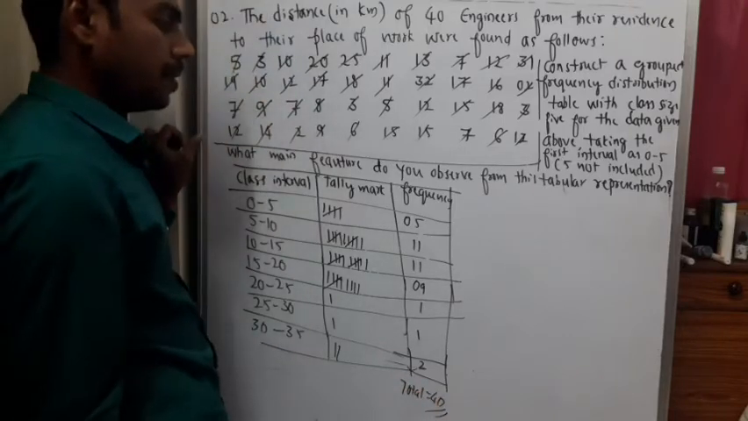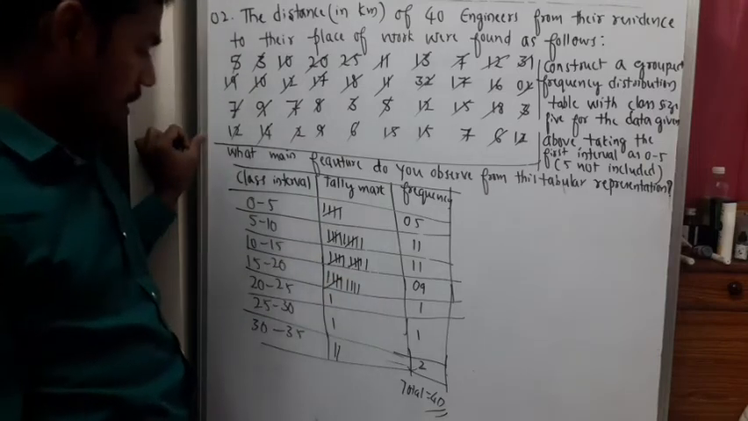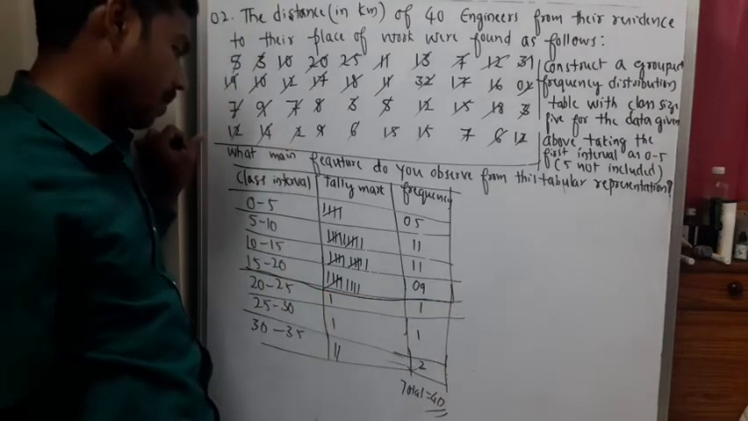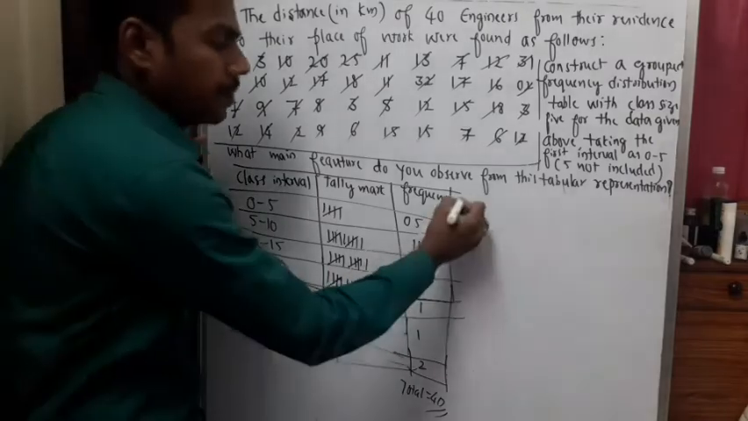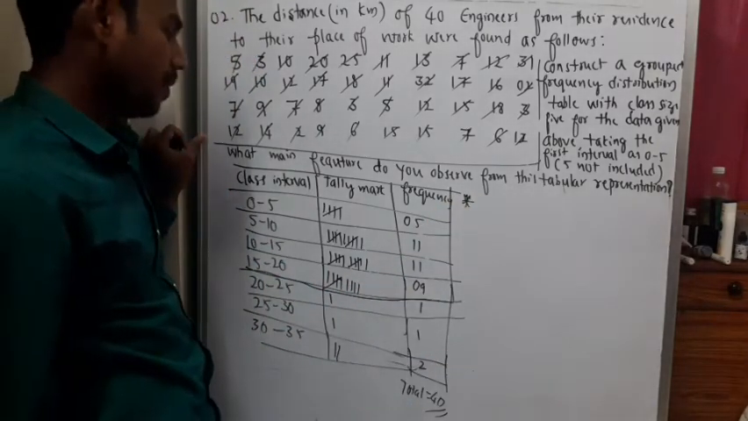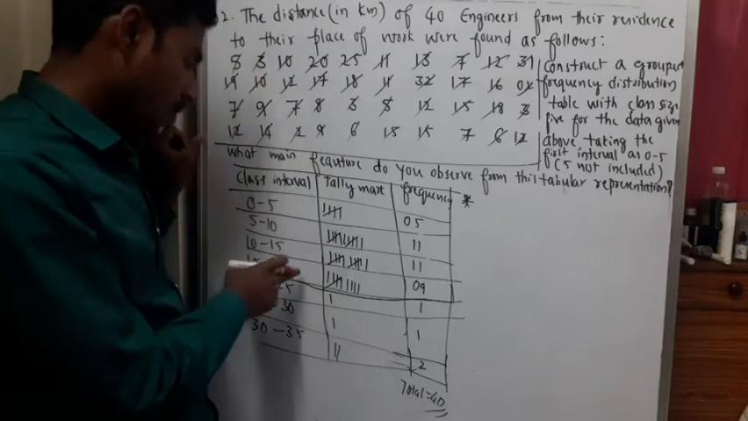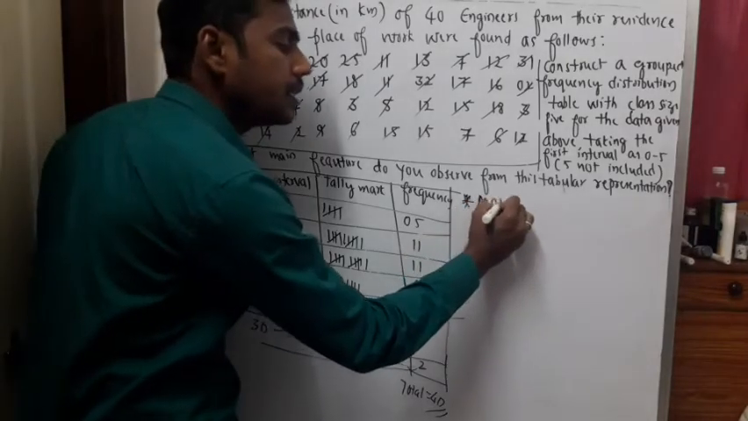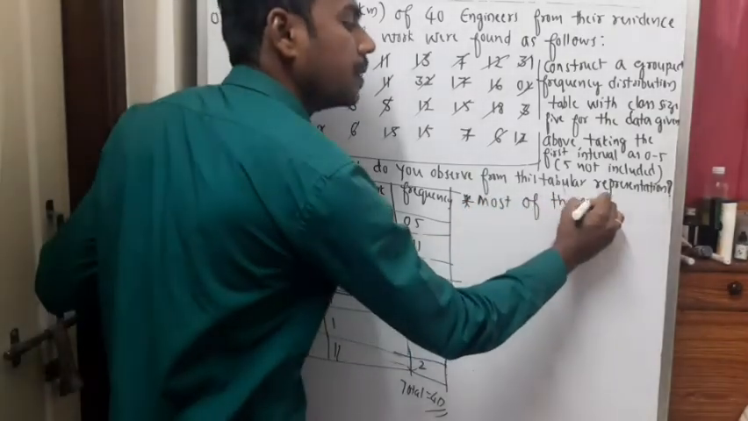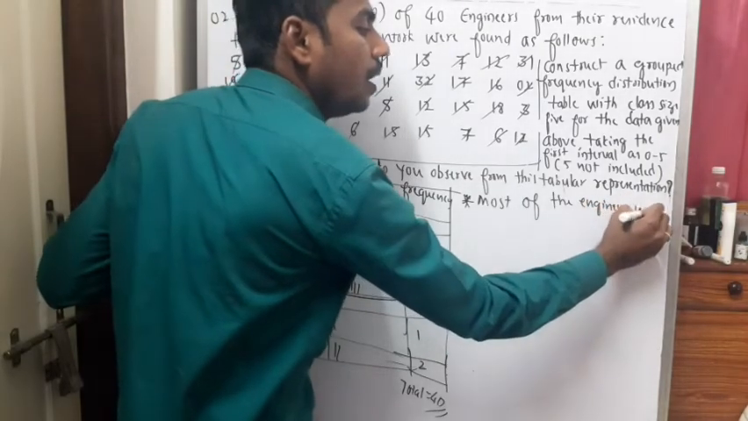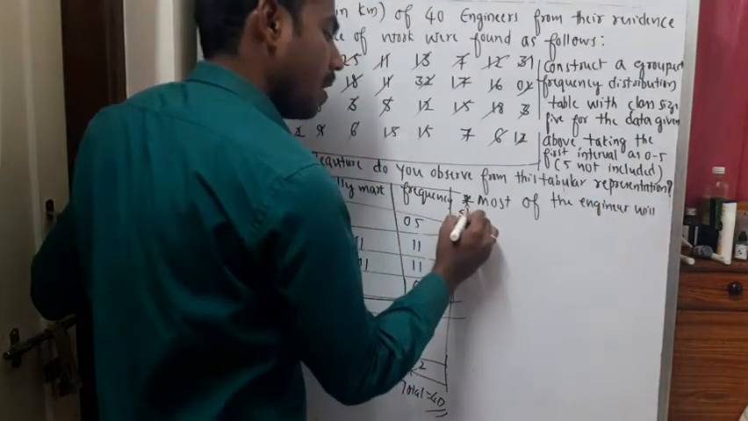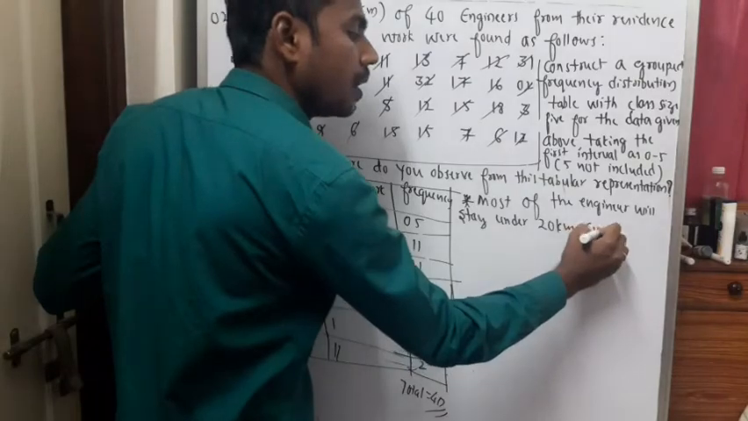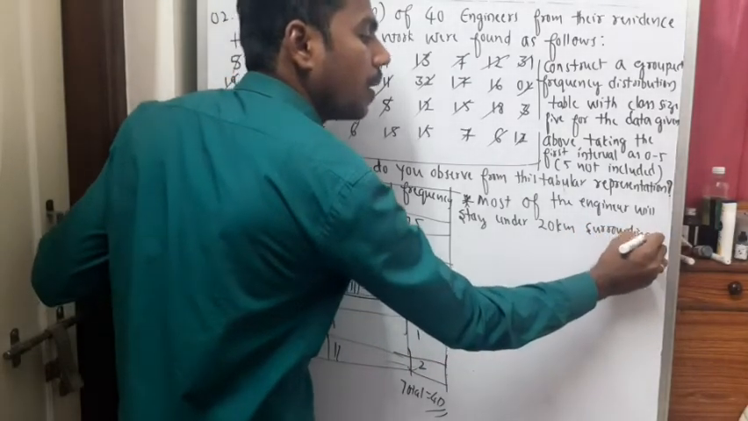Now, from this table what can we conclude? Most of the engineers' residence is under 20 kilometers. What is the main feature? The main feature is that most of the engineers stay within a 20 kilometer surrounding. Okay, can we conclude this or not?